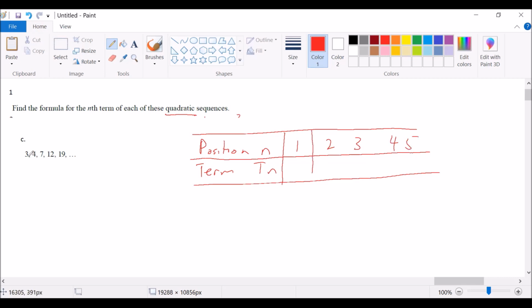On position 1, we have 3. On position 2, we have 4. On position 3, we have 7. On position 4, we have 12. And on position 5, we have 19.